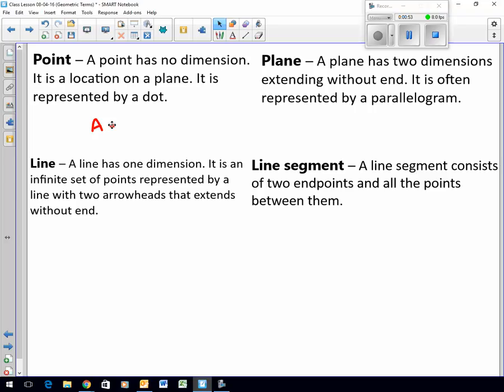A plane, on the other hand, has two dimensions that extend without end. It's often represented by a parallelogram. So it'll look like this, and the name in here is plane A. A plane is where everything we talked about this year comes together. Shapes are formed within a plane. Without us really understanding planes too much, it's kind of how our world works, right?